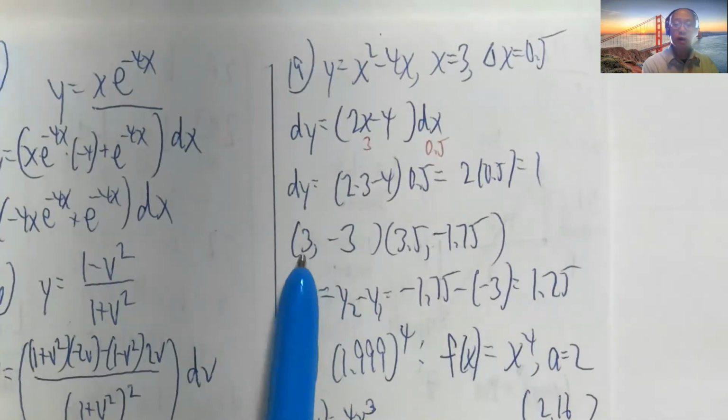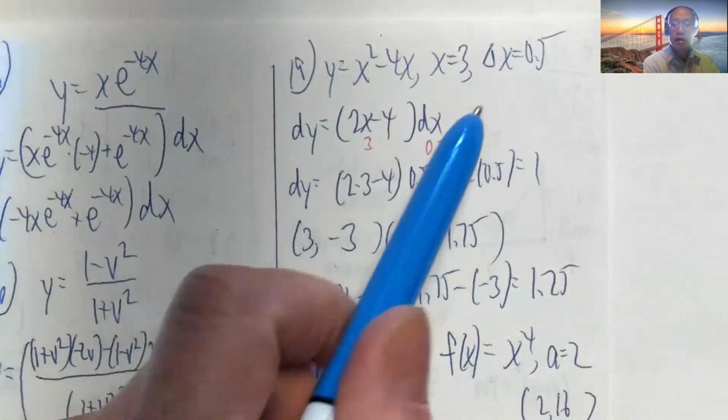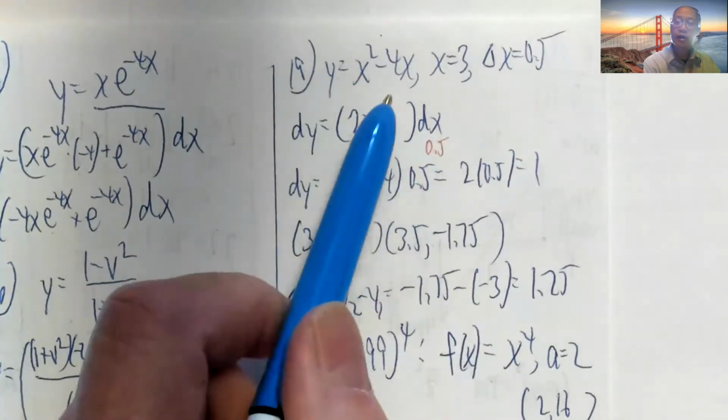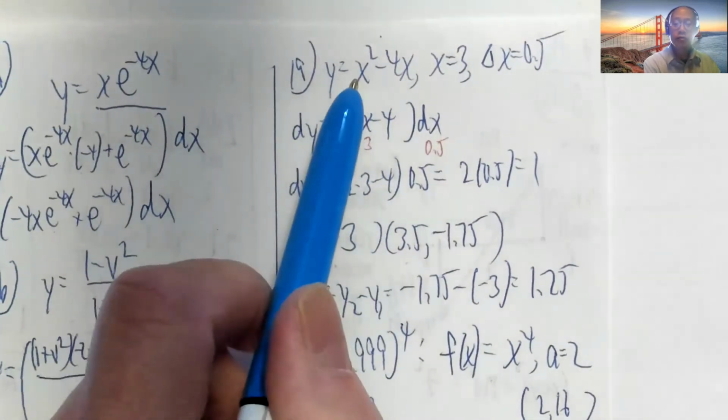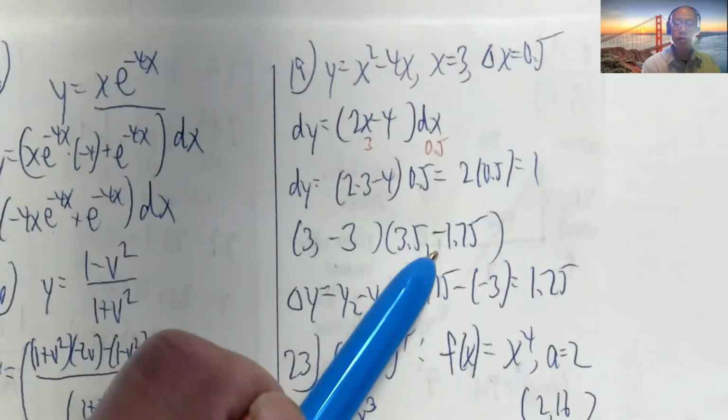Okay, what is delta y? If I plug in 3, I get negative 3. If delta x is 0.5, the new x value is 3.5. So plug in 3.5. 3.5 squared minus 4 times 3.5 is negative 1.75.